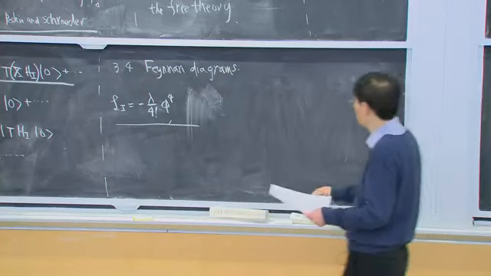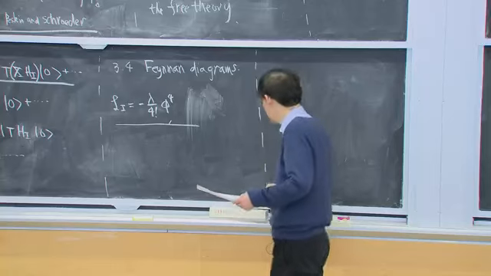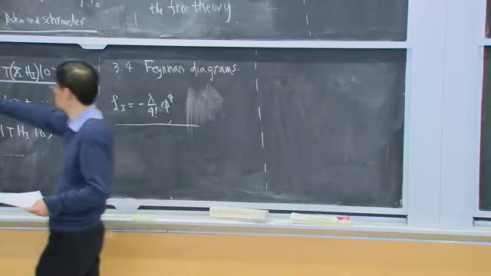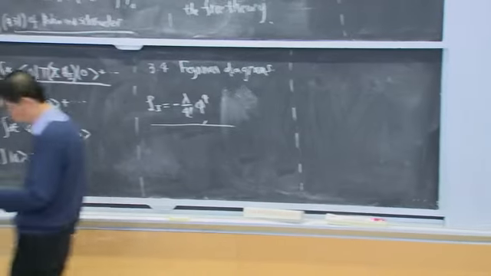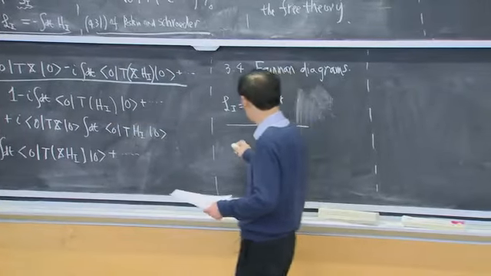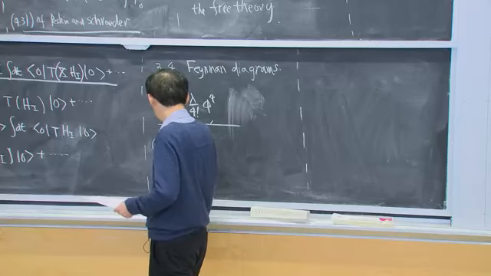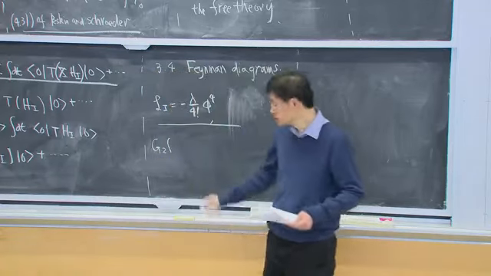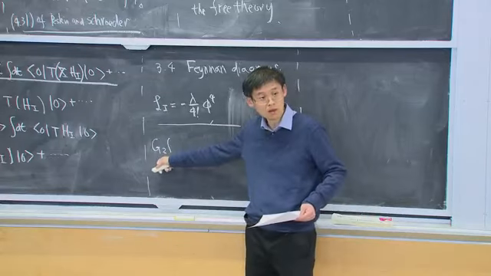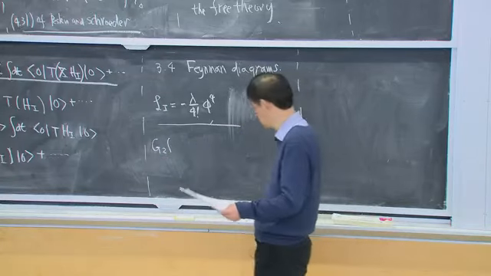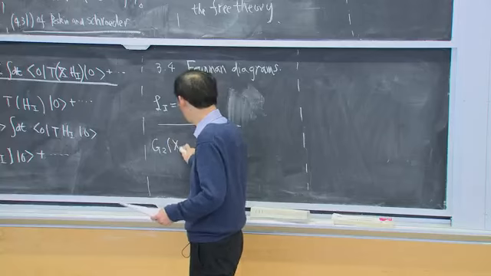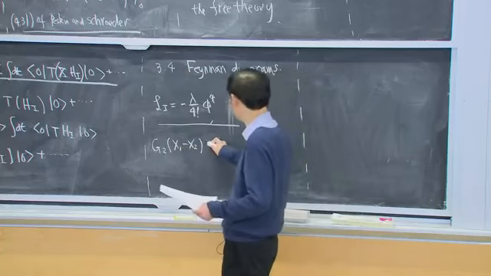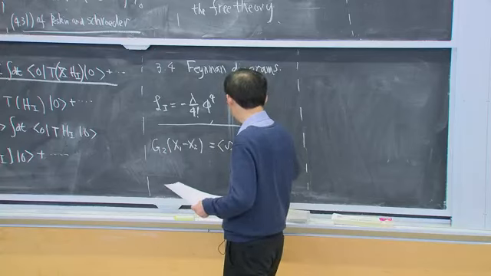To be specific, let's also consider the simplest correlation function, the two-point function, G_2. The two-point function is also the Feynman function, but now it is the Feynman function in the interacting theory. So imagine we have two coordinates, and then it is equal to... let's consider this.